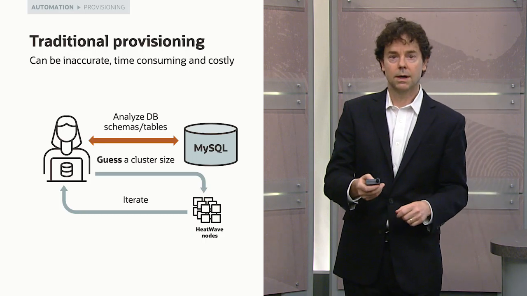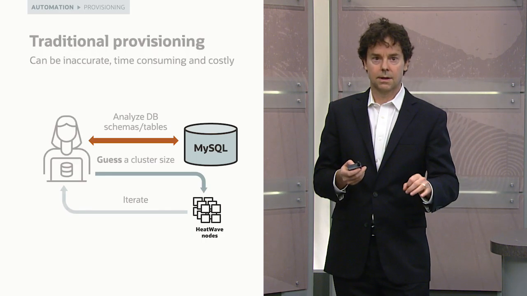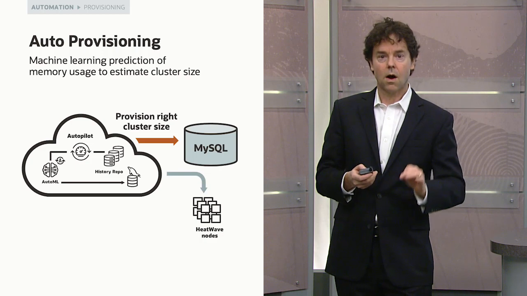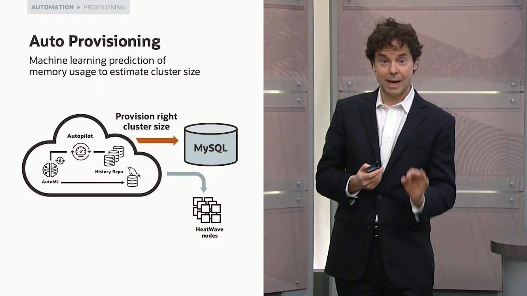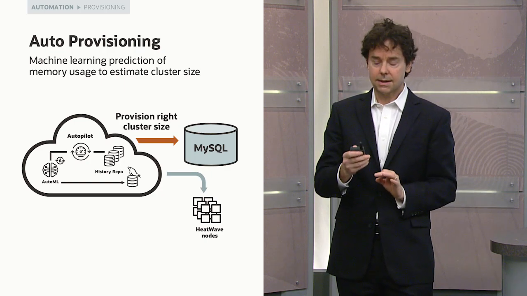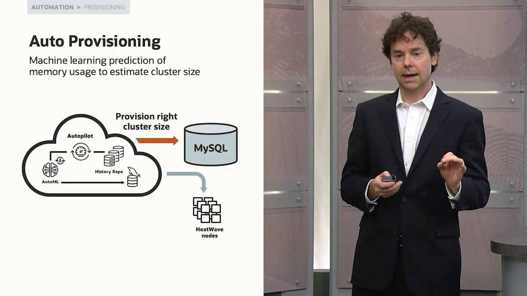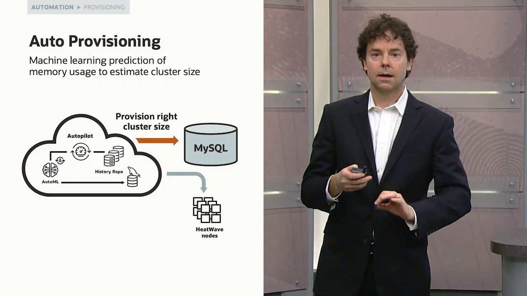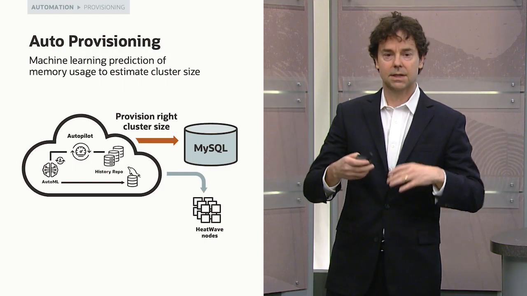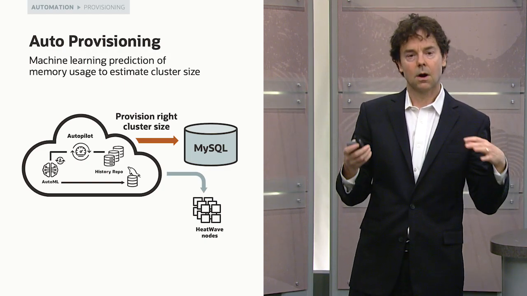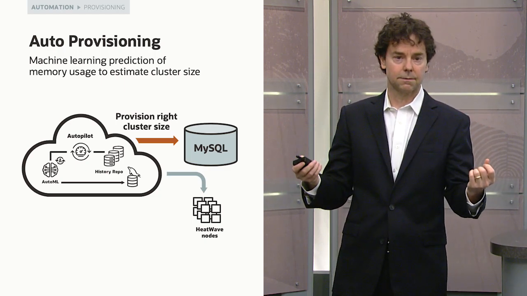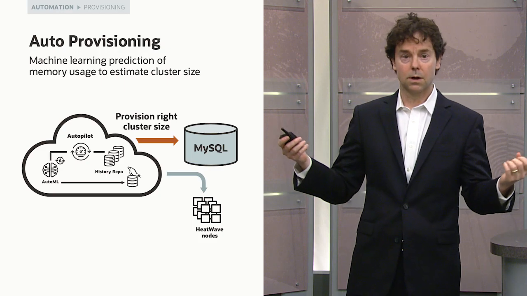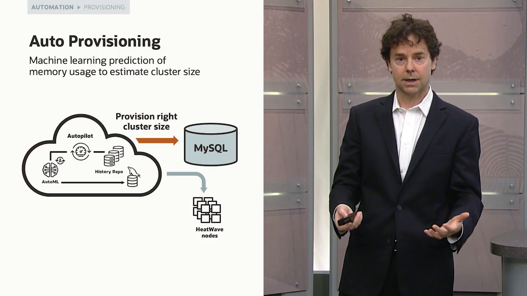And so what HeatWave does with MySQL Autopilot is advise you on exactly how many nodes is best for your application. And it does this not only looking at your data, your schema, the volume of data, but also looking at the queries, because the queries that you run dramatically affect which number of nodes is the best choice for your application.